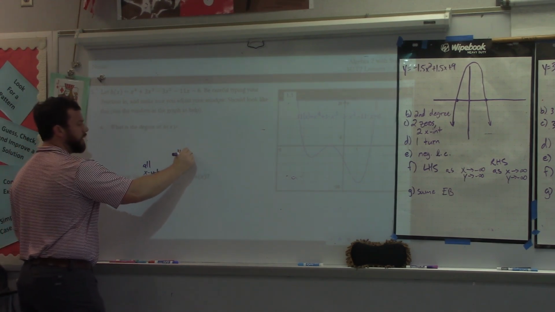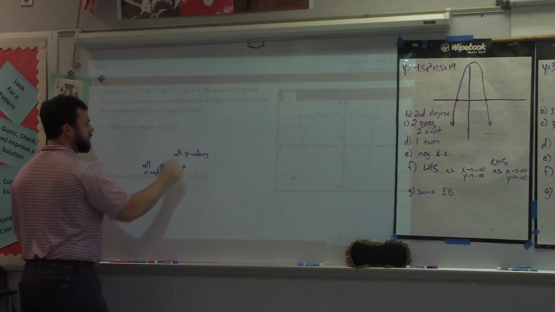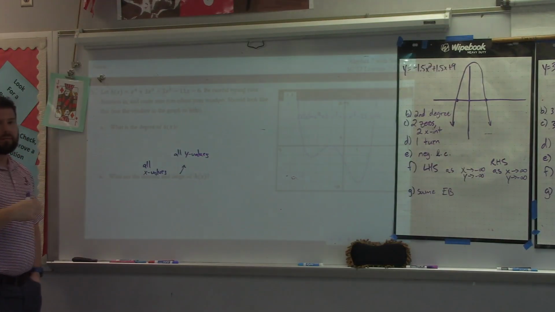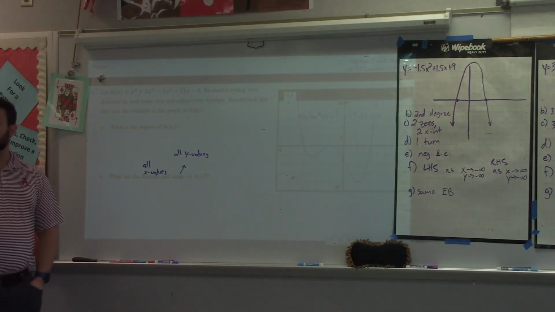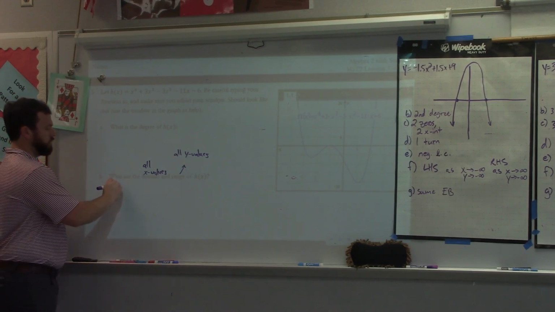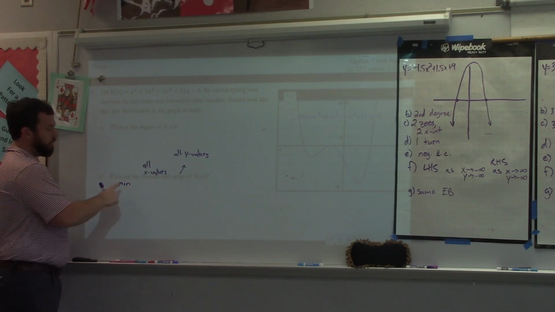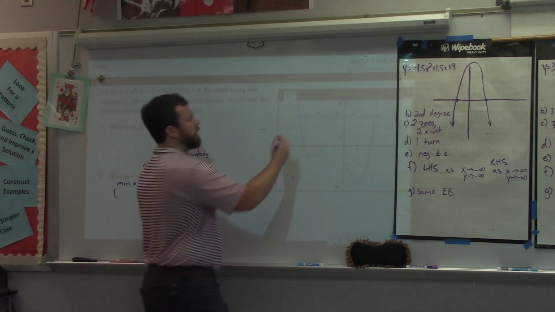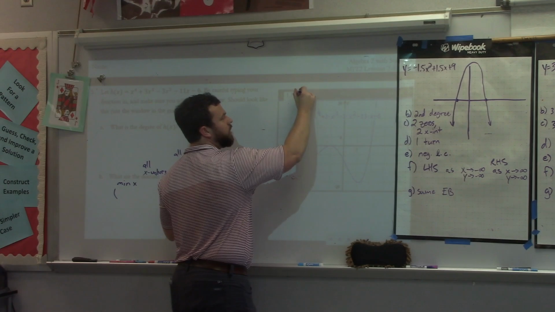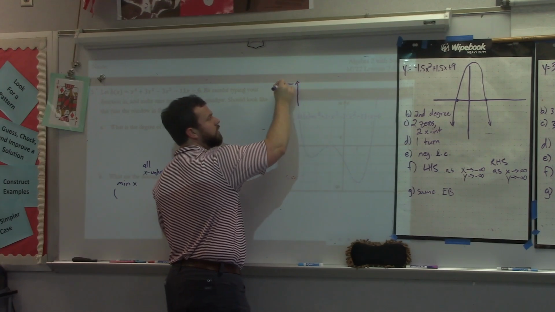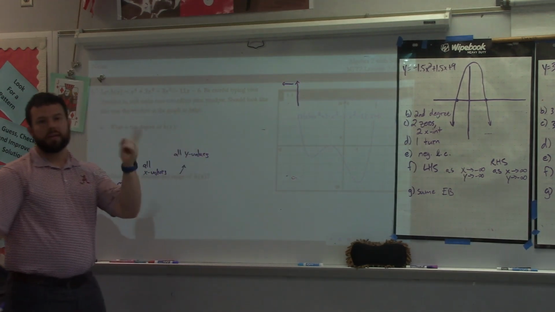All y values. Okay, so remember we use our interval notation. What number always goes first in that interval notation? Usually it is a minimum. So I need the minimum x. When I look at this graph, and it doesn't stop, it's going to keep going up, but it's also going to the... So what's my minimum x?